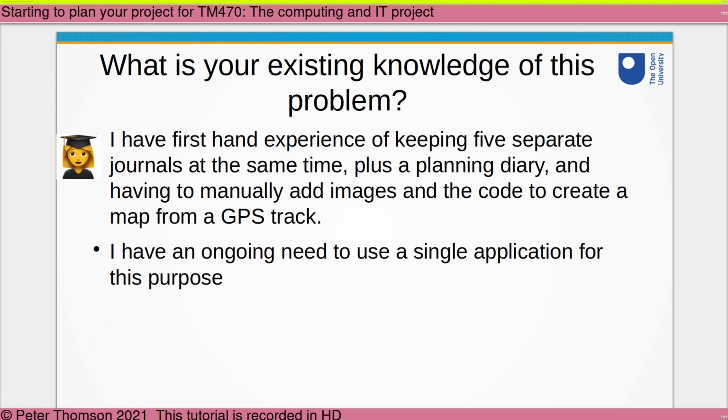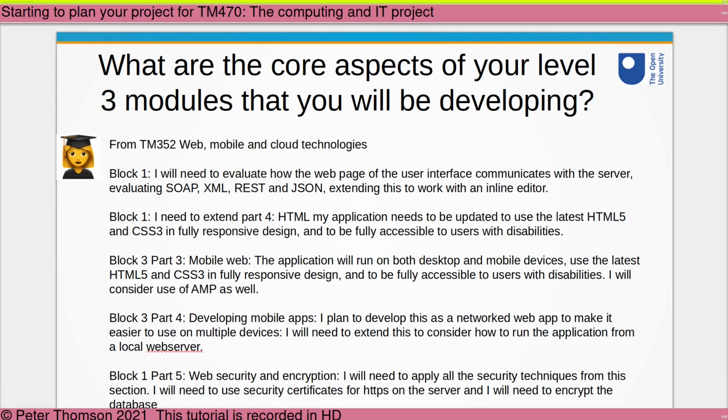What is your existing knowledge of this problem? I have first-hand experience of keeping 5 separate journals at the same time, plus a planning diary, and having to manually add images and the code to create a map from a GPS track. I have an ongoing need to use a single application for this purpose. And an important aspect: what are the core aspects of your Level 3 modules that you will be developing?